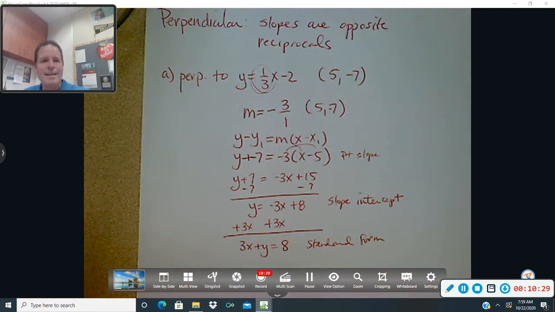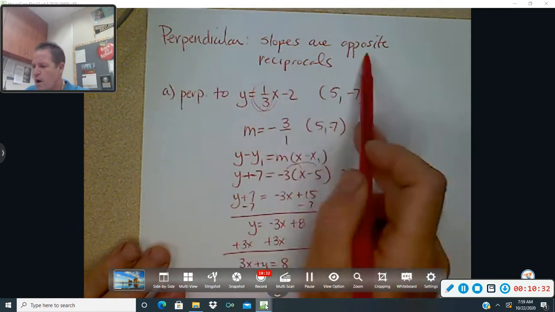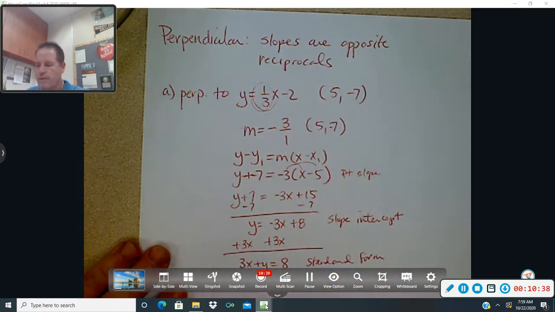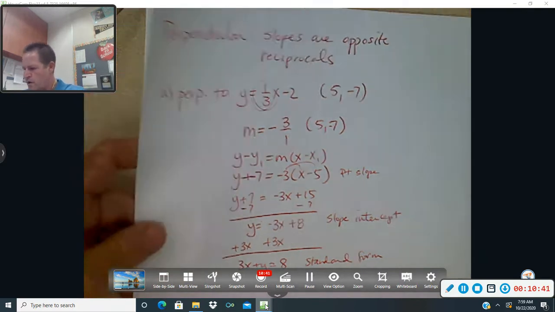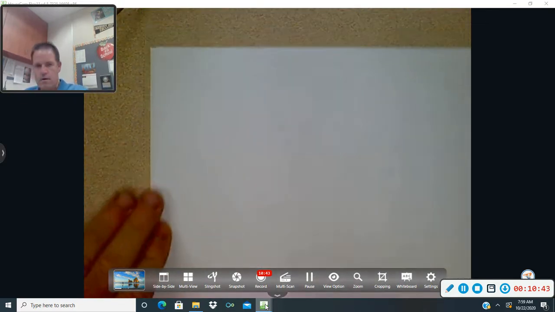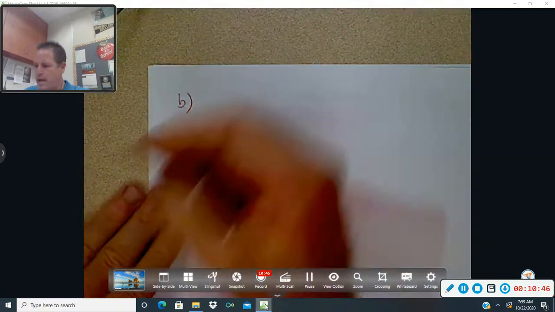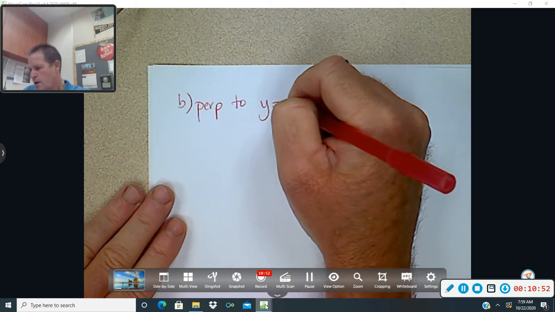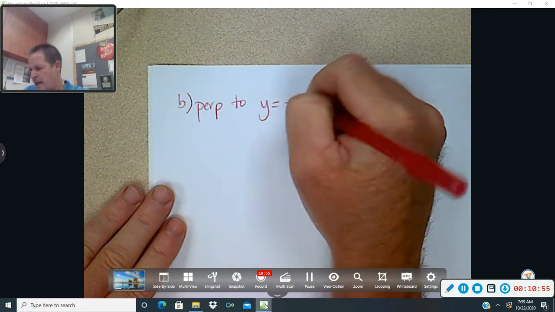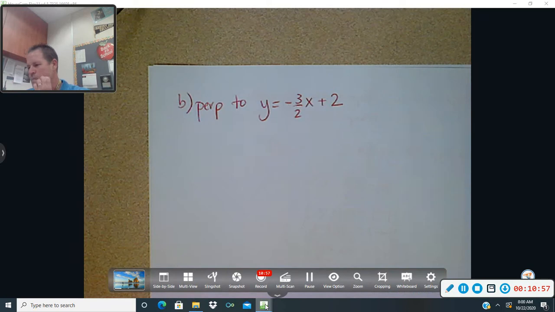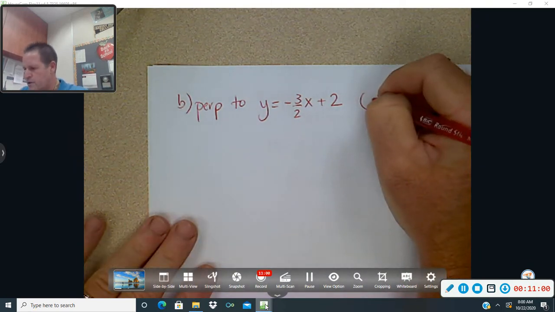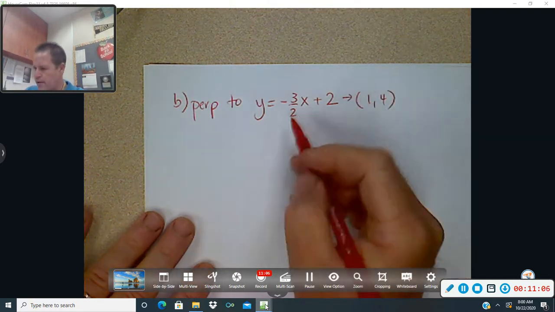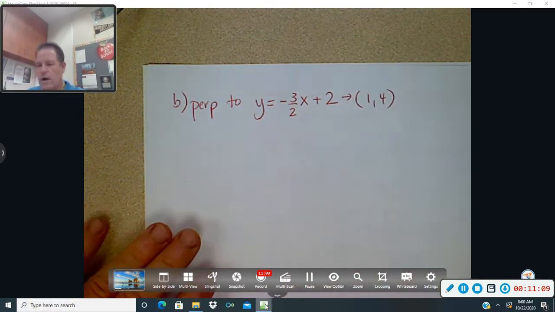Okay? Again, the key to perpendicular is that your slopes are opposite. If it's positive, make it negative, and reciprocals. Flip it over. Okay, let's do one more of those. And then I think you're ready to do your work. Okay, so letter B on this, we want to be perpendicular to y equals, let's go negative 3/2 x plus 2. And we're going to pass through the point, let's go 1, 4. Okay, so perpendicular to this, passing through 1, 4.